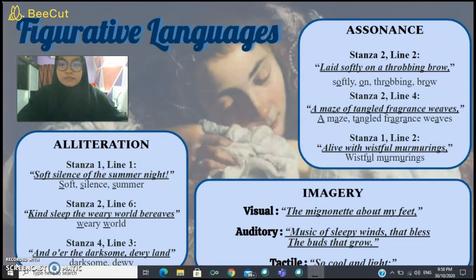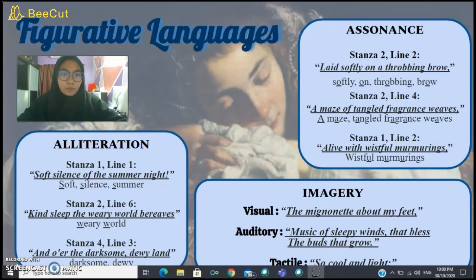And at the fourth stanza and on the third line, and o'er the darksome dewy land, darksome dewy. The poet emphasizes the letter D in this line. Assonance can also be found in the poem, such as stanza 2, line 2, laid softly on a throbbing brow. Softly on throbbing brow, the letter O is being emphasized.